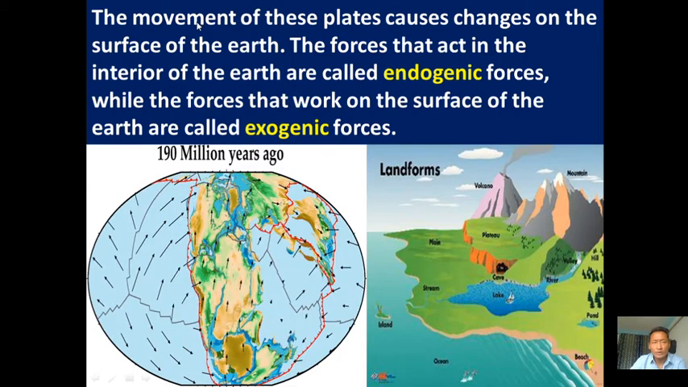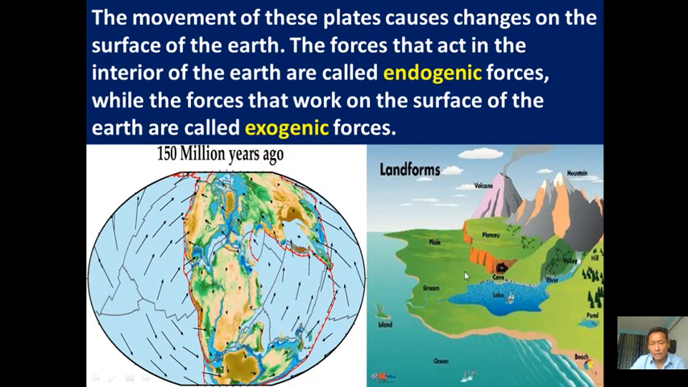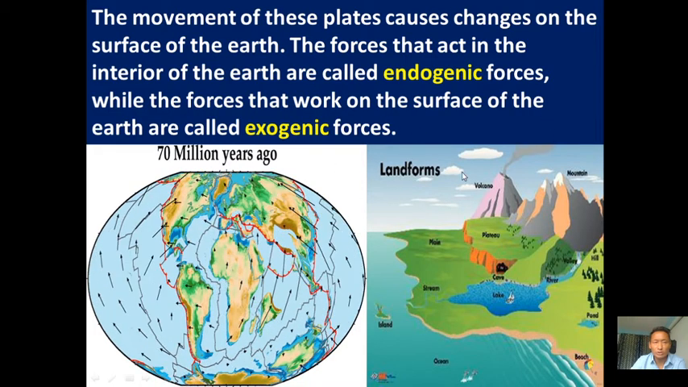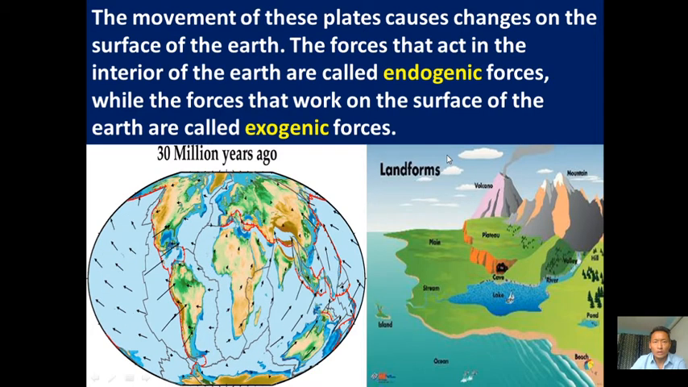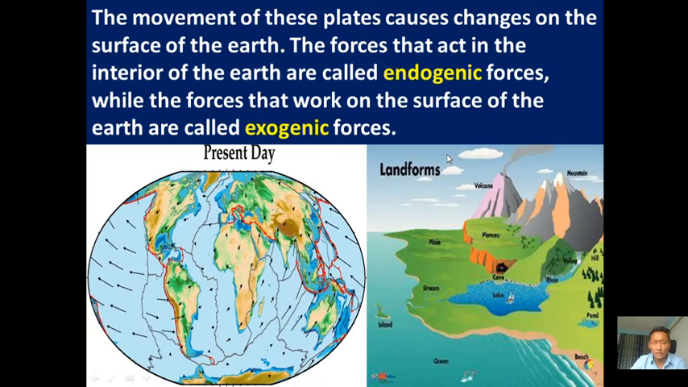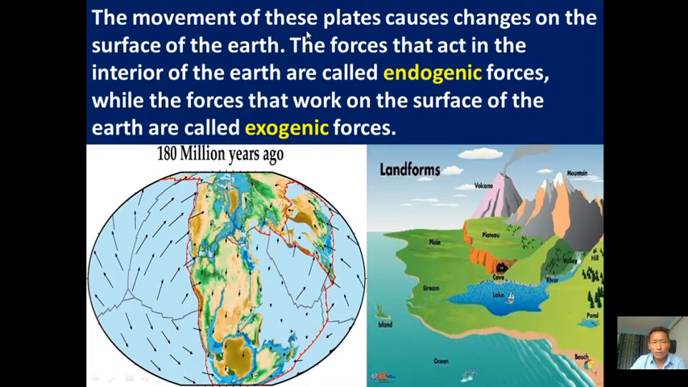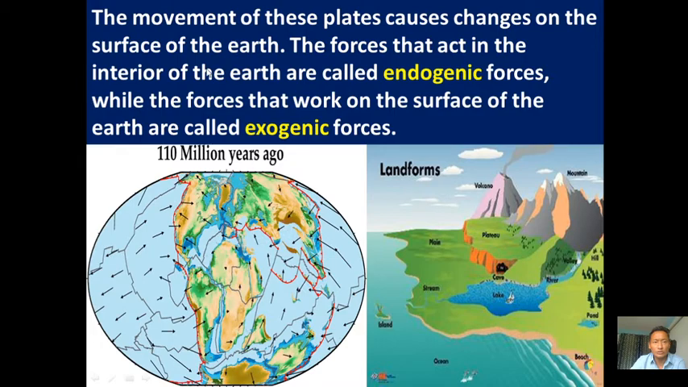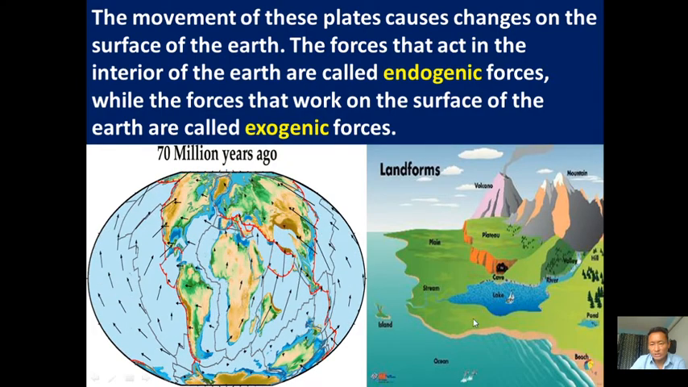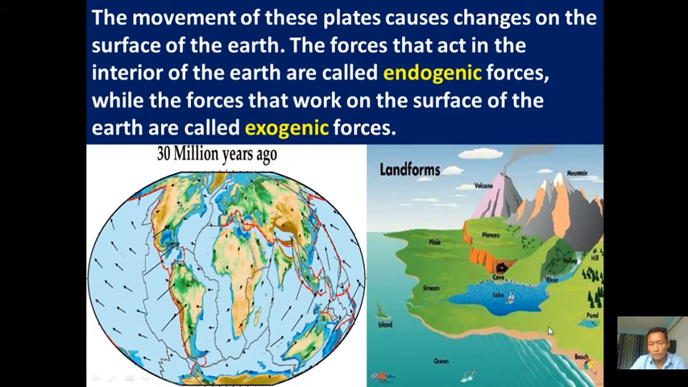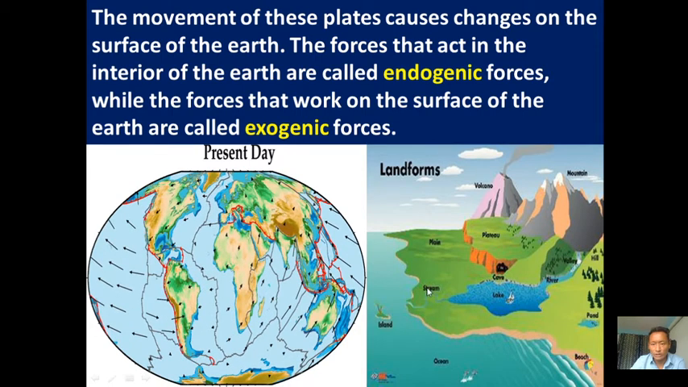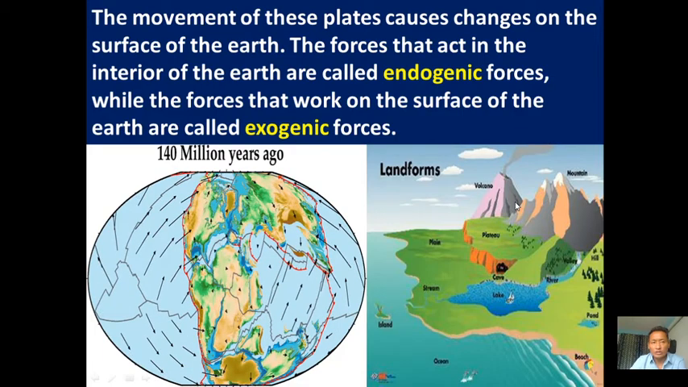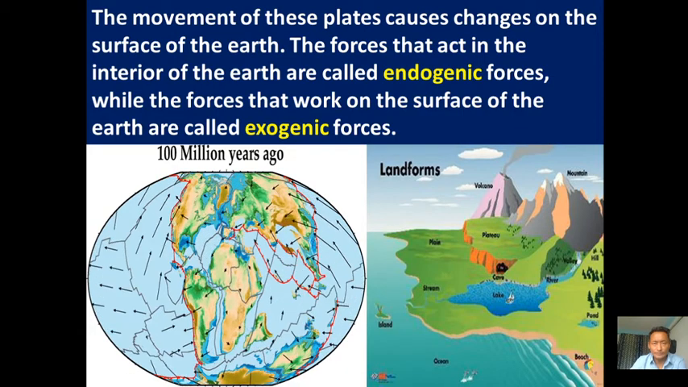These changes occur because of the movement of these tectonic plates. We already discussed the tectonic plates, right, or lithosphere plates. All the movement of these plates causes changes on the surface of our earth. The changes on the surface of our earth, or the formation of different landforms, are mainly caused by the movements of lithosphere plates or tectonic plates.